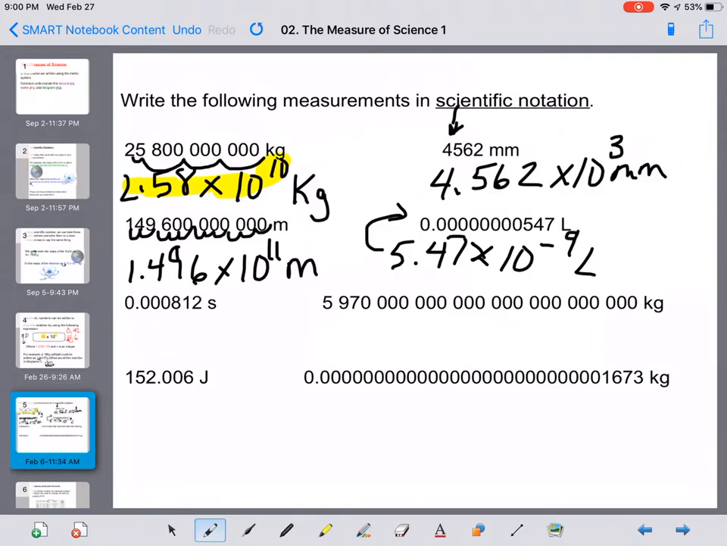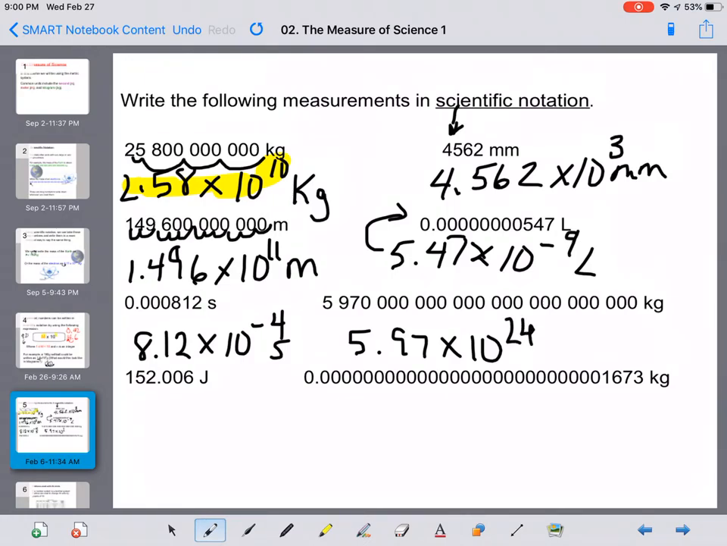All right, next one over, same thing now. It's a number less than 1, so I'm going to write down my non-zero digits. I've got 8.12, and then times 10, and I'm moving 1, 2, 3, 4 spots over. So because the number is less than 1, it's got to be a negative, so negative 4 seconds. Next one, now I have a number larger than 1 and lots of zeros, so 5.97 times 10 to the 3, 6, 9, 12, 15, 18, 21, 24, and then kilograms.